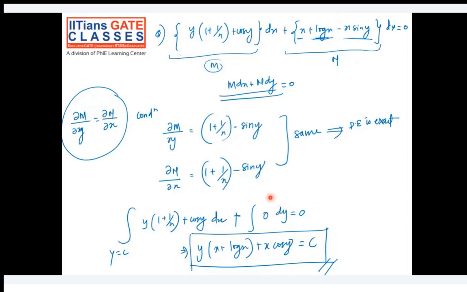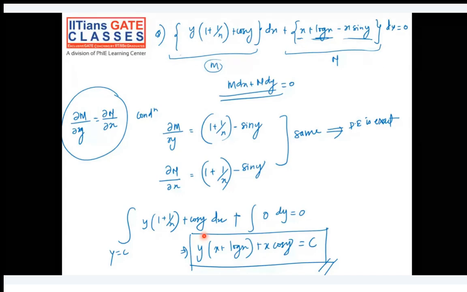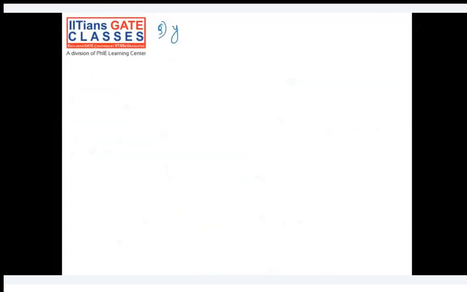So the second term is gone. The first term integration is pretty simple: y as it is, integration of 1 is x, integration of 1 upon x is log of x. Cos y is constant as it is, and integration with respect to dx gives x. So this is the final solution. I hope you understood the process. Let me give you one question and you try to solve it: y sine of 2x dx minus (1 plus y square plus cos square x) dy equal to 0. Solve this question and tell me the answer.